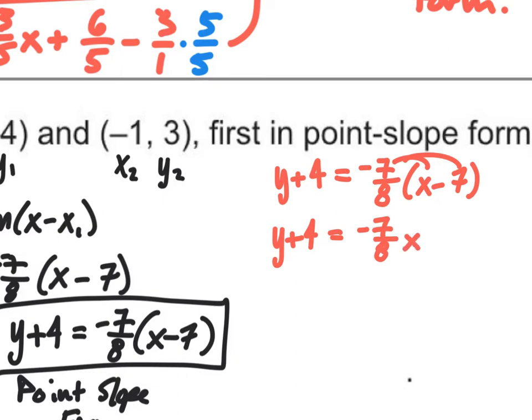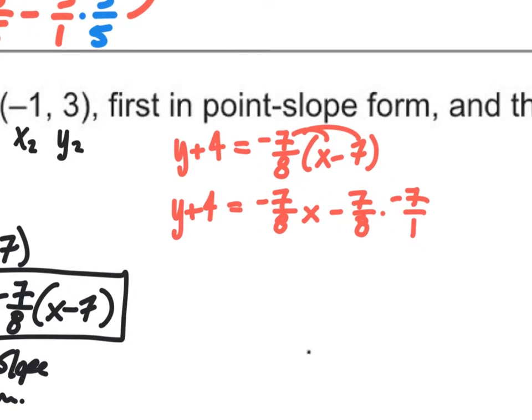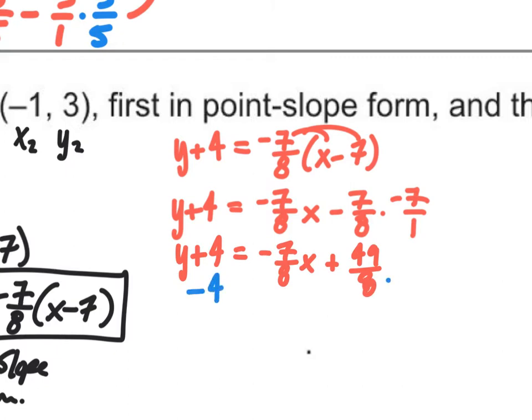And then negative 7/8, I'm going to do minus 7/8 times negative 7 over 1. All right, now let me simplify this just a little bit. And we've got y plus 4 is equal to negative 7/8 x, and then we've got, what is that, positive 49/8, okay? And then what I'm going to do is subtract 4 from both sides.